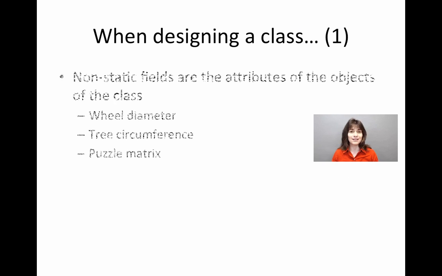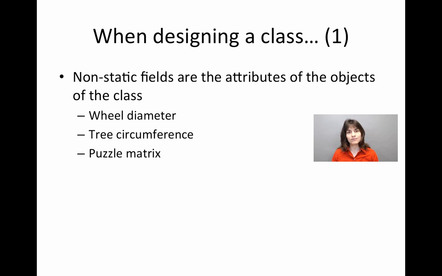When we are designing a class, the non-static fields, the instance fields, are characteristics of the particular objects. For instance, we have seen the wheel class that we designed. Each of the wheel objects that we're creating will have its own diameter. Same thing with the tree class. Every tree we create from that class will have its own circumference, and so forth with any kind of example you can think of.